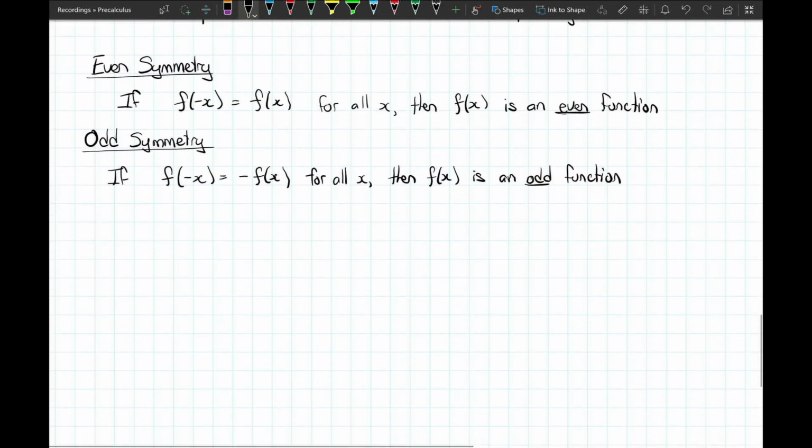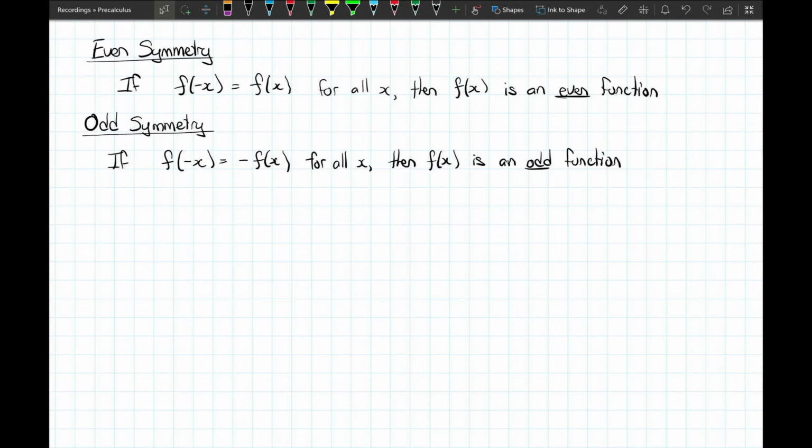Even symmetry occurs when f of negative x is equal to f of positive x. So this would be if we take a function and apply the transformation of a flip over the y-axis horizontally. If it appears the same as the original function, that is even symmetry, and we say f is an even function. Odd symmetry, if we apply a flip over the y-axis horizontally, and we go back to the original function, but apply a flip vertically over the x-axis, if we see that either of those transformations produces the same graph, then we say that f is an odd function.